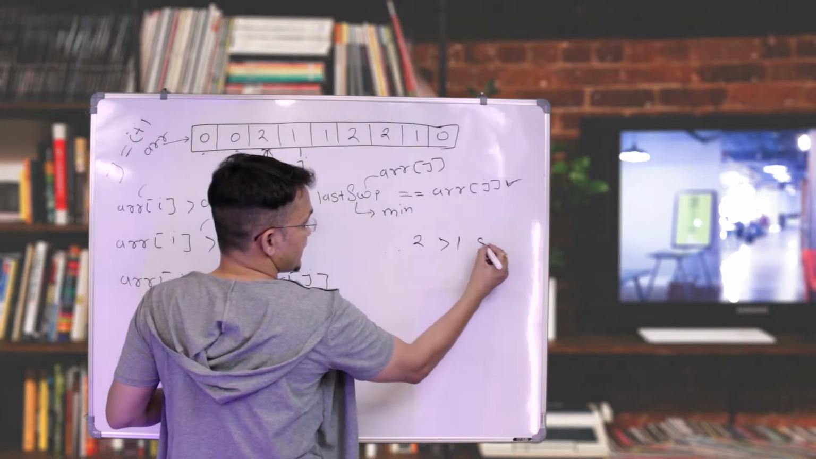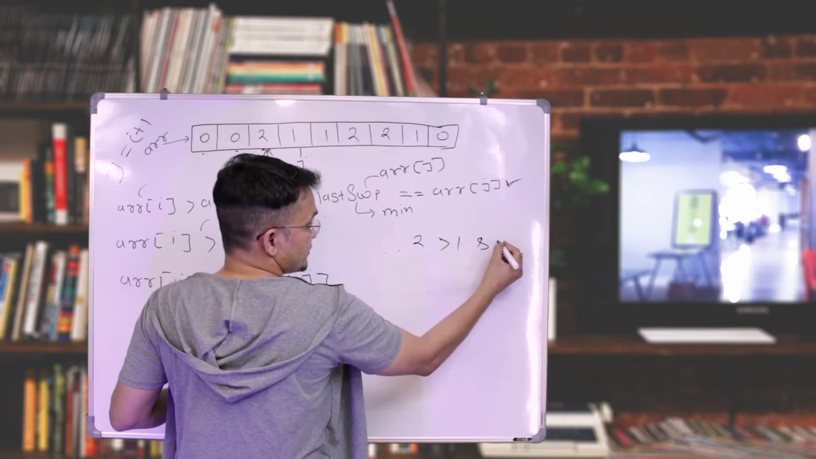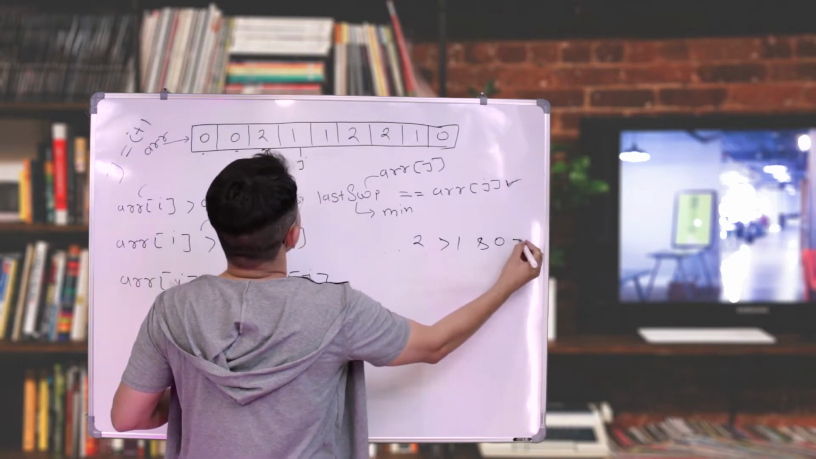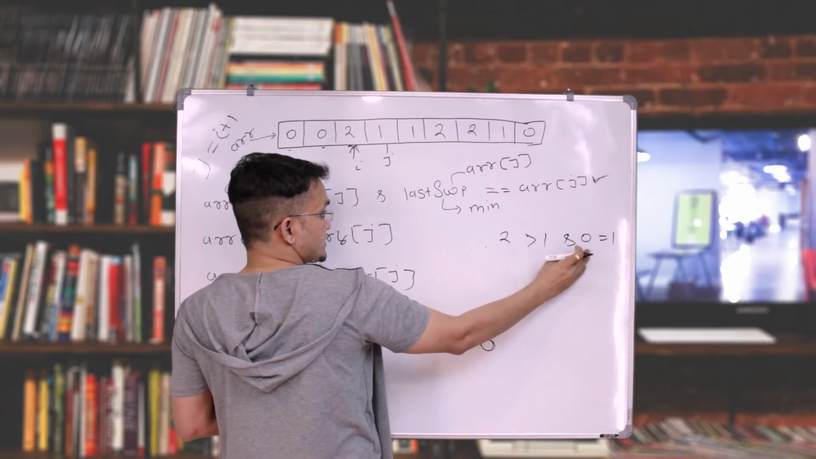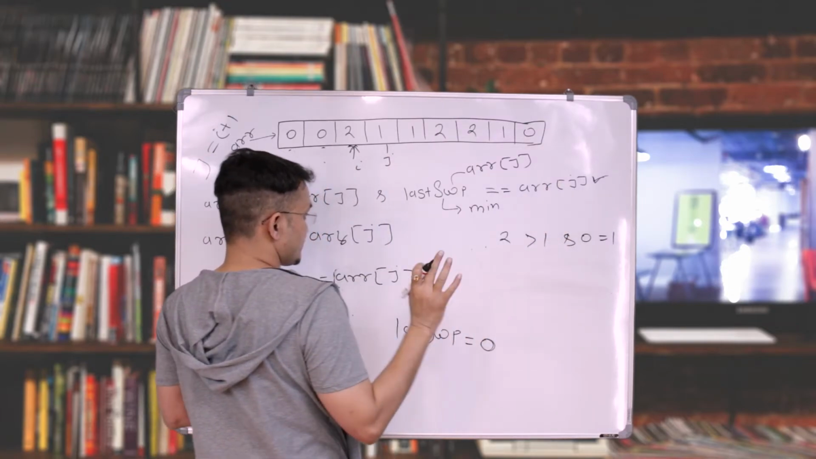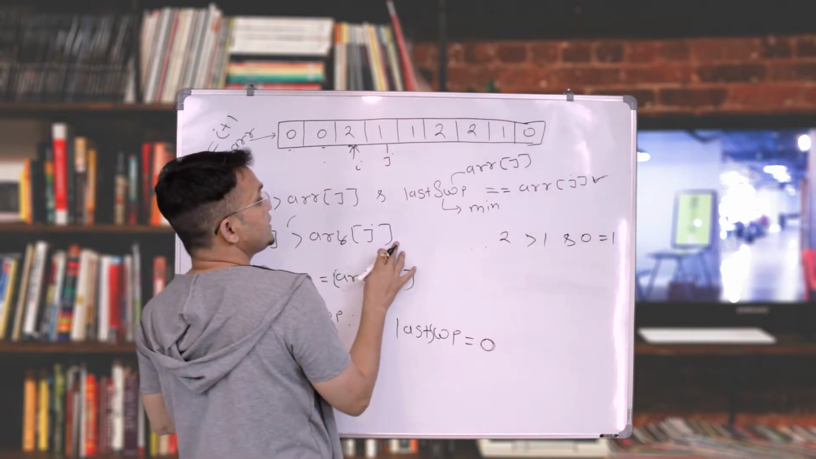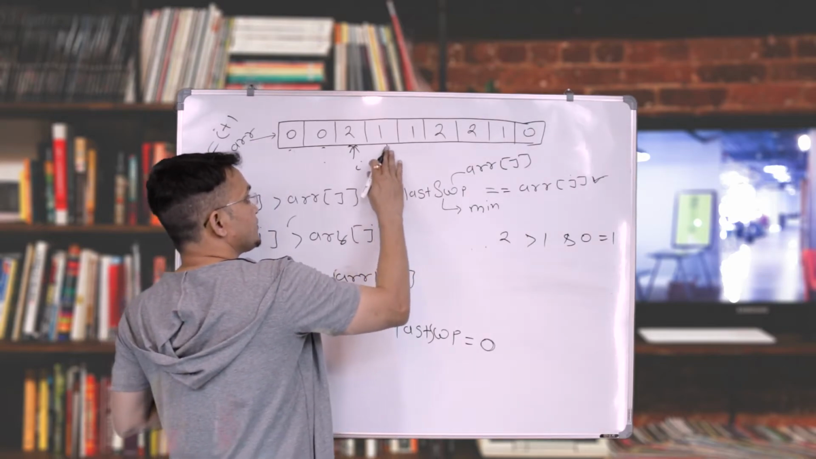Okay, and what is my last swapped value? The last swapped value is nothing but 0 is equal to 1, because arr[j] is this one. So is this condition satisfying? No, it is not satisfying. This condition is satisfying. So what happens, my j will keep on moving.